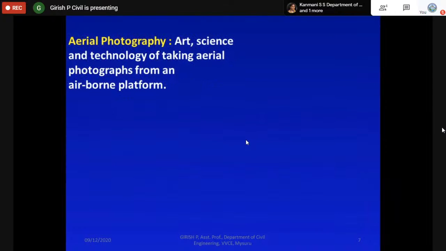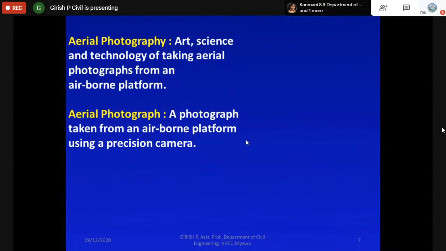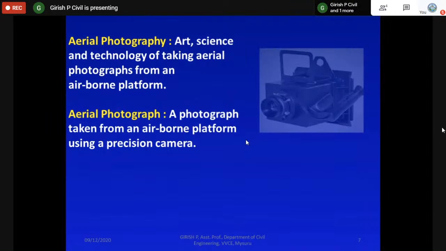Some other important terminologies to remember are aerial photography and aerial photograph. The words look similar, but the meanings are widely different. Aerial photography is the art, science, and technology of taking aerial photographs from an airborne platform. And aerial photographs are the photographs taken from an airborne platform using friction cameras, meaning advanced sensor cameras.